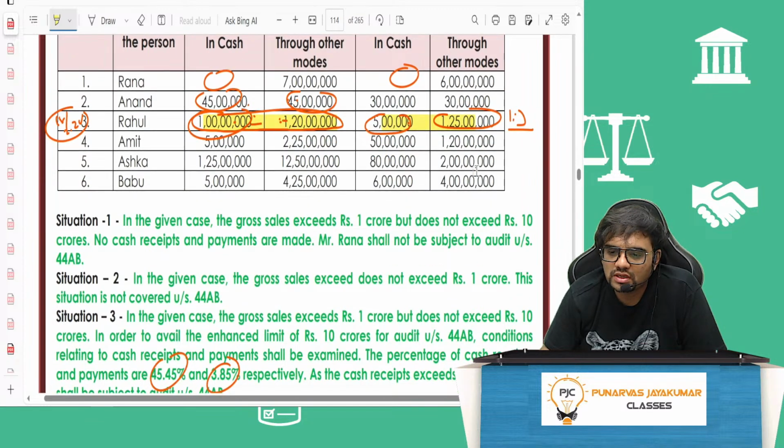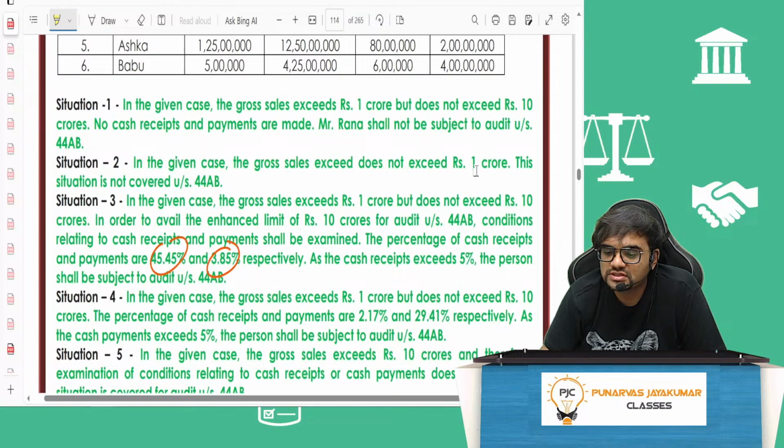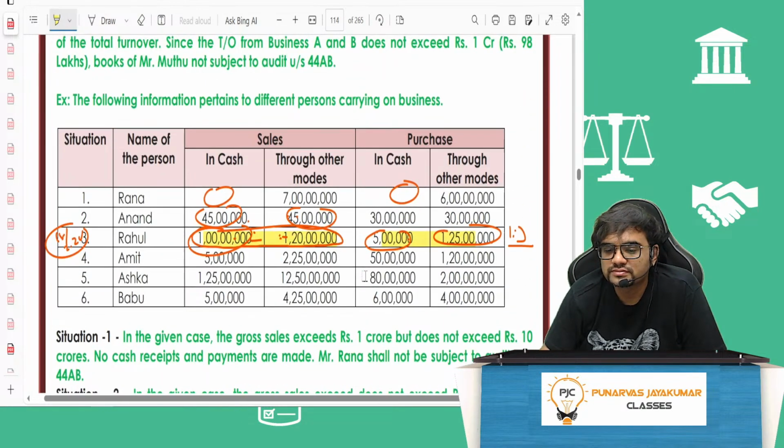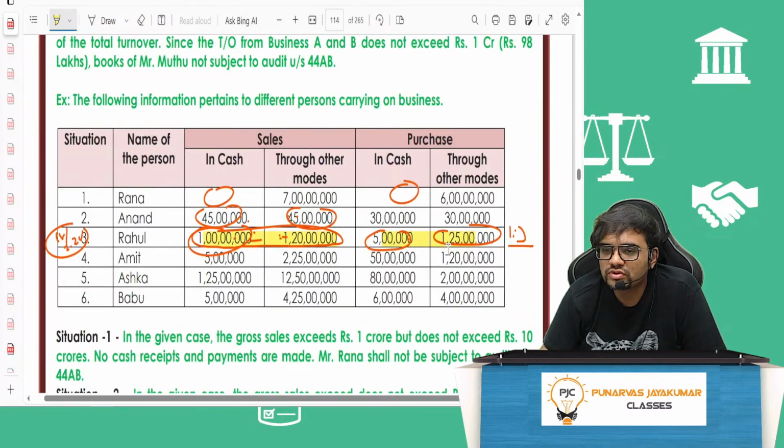Fourth one, Amit, through other modes 2.25 crore. In cash 5 lakhs. Overall sales 2.3 crore. 5 lakh divided by 2.3 crore is 2.17%. On the other hand, purchases totally 1.7 crore. Cash purchases 50 lakhs. 50 lakhs divided by 1.7 crore is 29.41%. It is more than 5%. Hence, tax audit limit is not 10 crore. It is 1 crore. So, in the fourth case also, tax audit is needed.